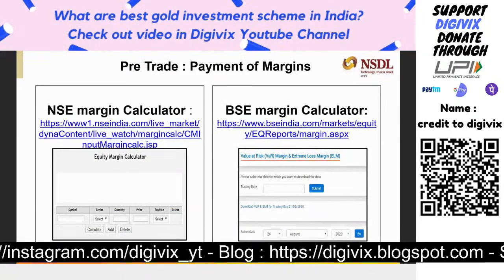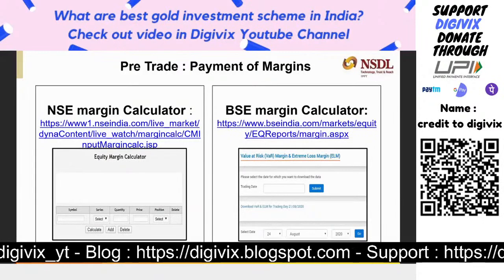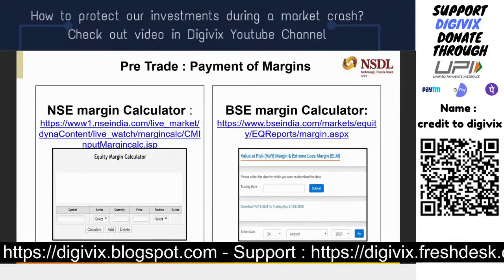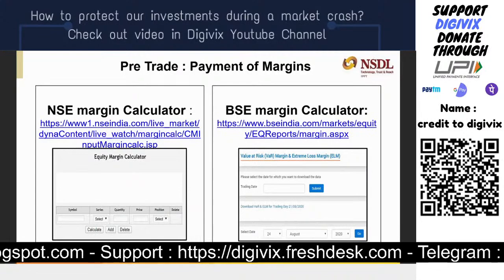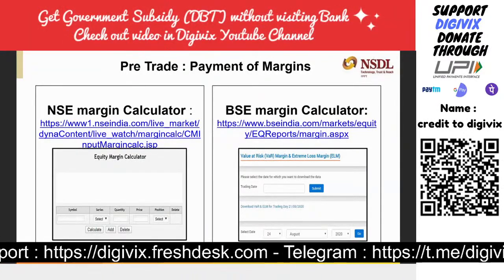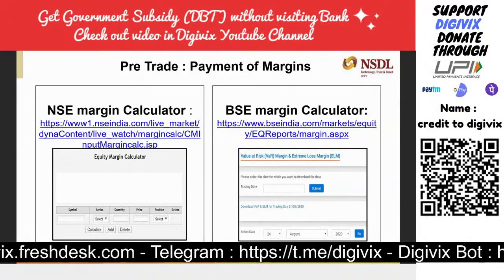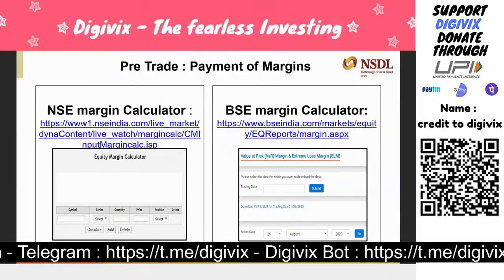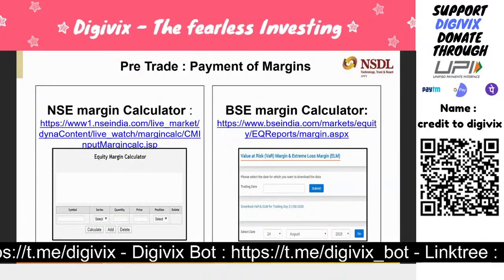Now, the margin calculator: we can check how to calculate the margins, because this is something which is very dynamic these days. These are the links on the different exchanges, NSE and BSE. You can go and check how to calculate the margins, and that would help you ascertain how to decide. But mostly for a new investor, I would try to make things very simple.